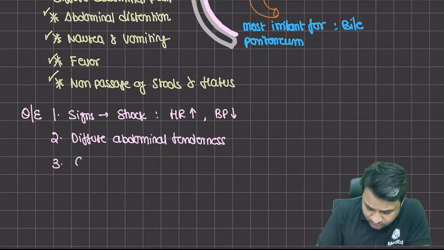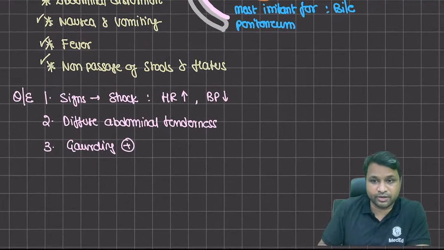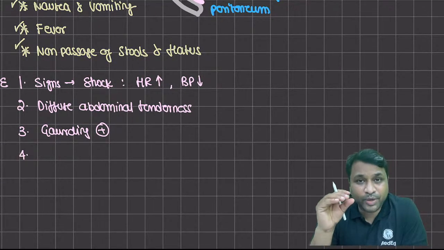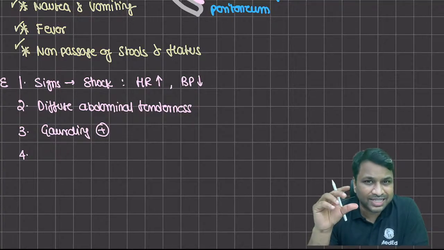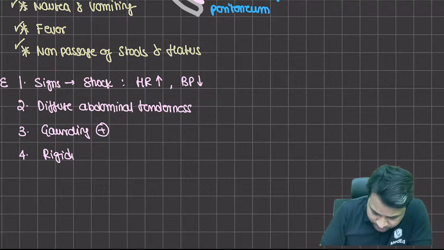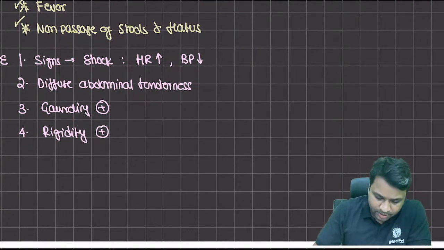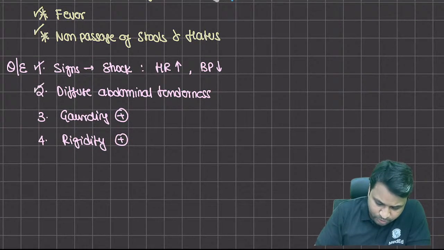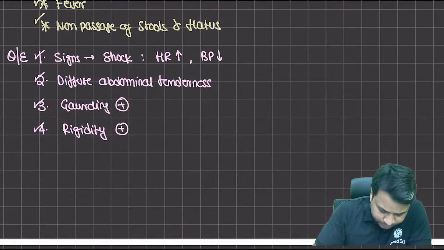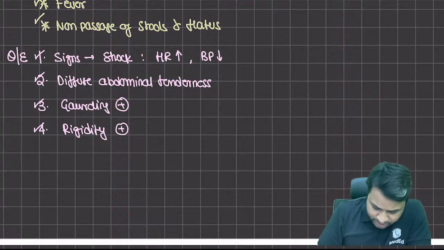Now, he won't let you touch, so there will be guarding. Guarding is when you try to touch the abdomen, he will prevent you. He will not let you touch it. And with great difficulty, when you try to touch it, because the peritoneum is continuous with the abdominal wall muscle, the entire abdominal wall goes into spasm. Hence, abdominal wall rigidity is present. So there are signs of shock, diffuse abdominal tenderness, guarding, and rigidity, right? Along with that, there is rebound tenderness, surrounded by a generalized tenderness area.